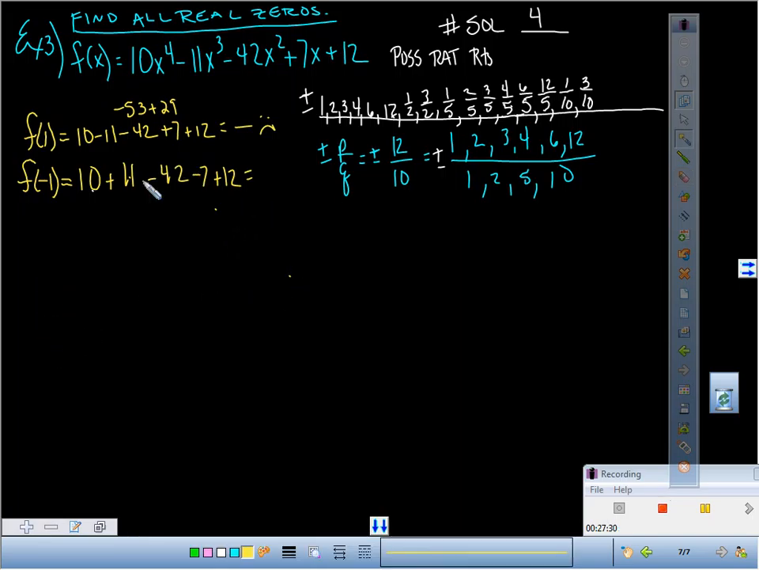Okay. So negative 49. The positives make 10, 21, 33, right? So that's still a negative number. All right. So we're out of the 1. Now what do we want to do? 12? Okay.